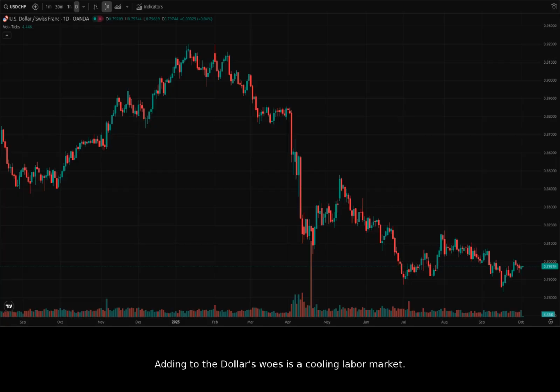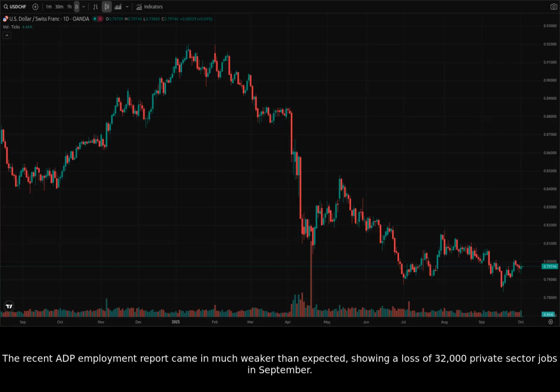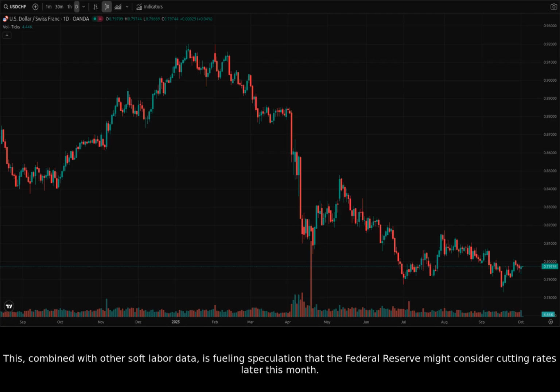Adding to the dollar's woes is a cooling labor market. The recent ADP employment report came in much weaker than expected, showing a loss of 32,000 private sector jobs in September. This, combined with other soft labor data, is fueling speculation that the Federal Reserve might consider cutting rates later this month. The government shutdown has also threatened to delay the key non-farm payrolls report, leaving traders in a bit of a data blackout.